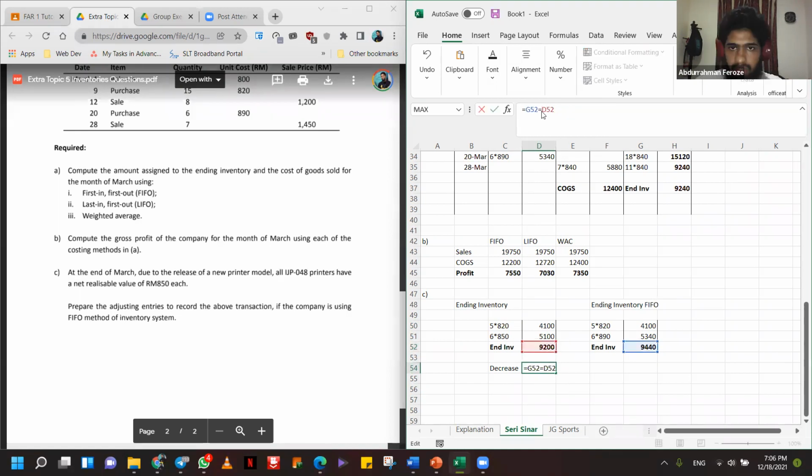Oh, sorry, minus that. So it'll be 240. So what we would do here is, because the inventory has decreased by 240, you would credit inventory and you would debit cost of goods sold. Do you guys understand that?